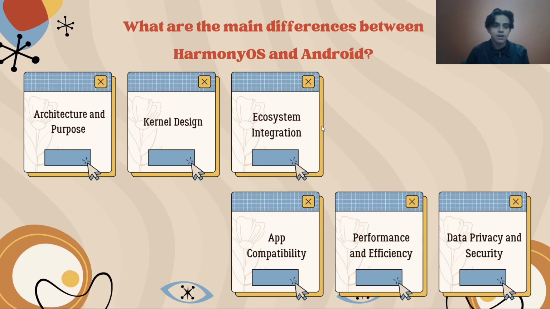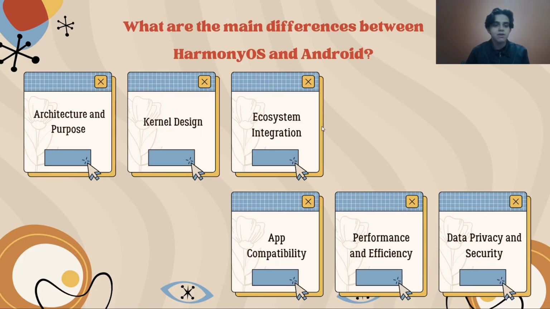2024. Android, while offering some degree of integration, relies on third-party solutions like Google Cast for streaming and does not have native multi-device synchronization at the level that HarmonyOS offers.